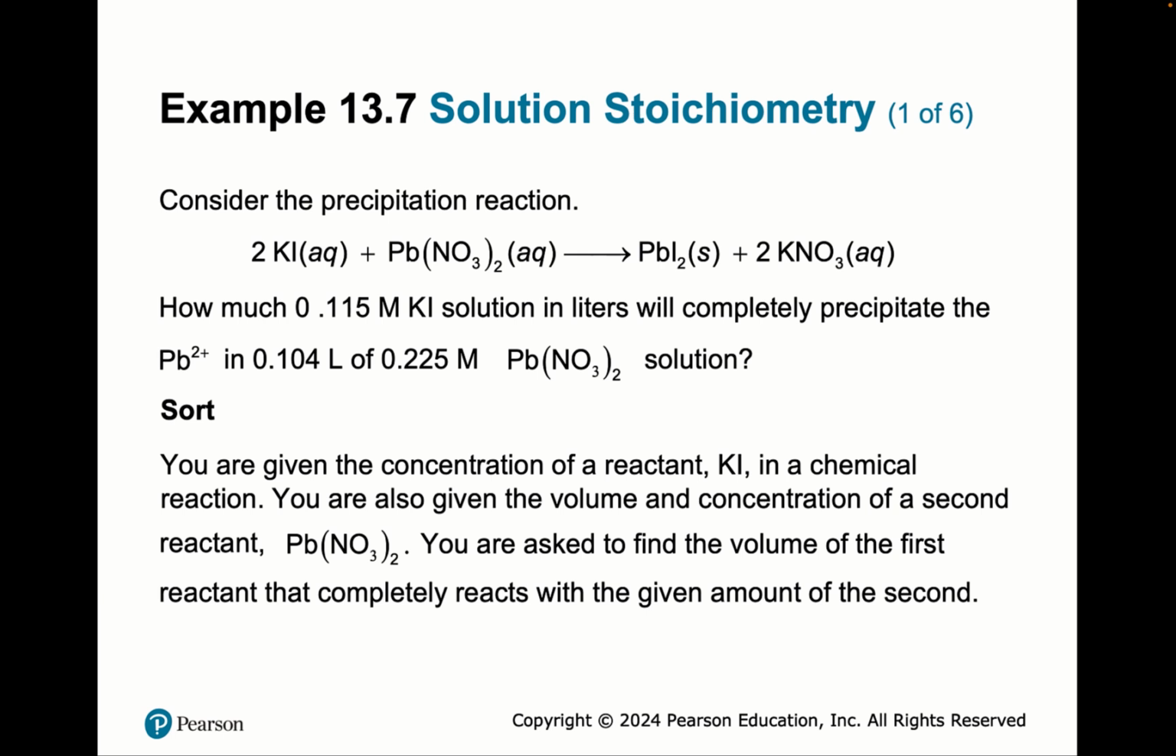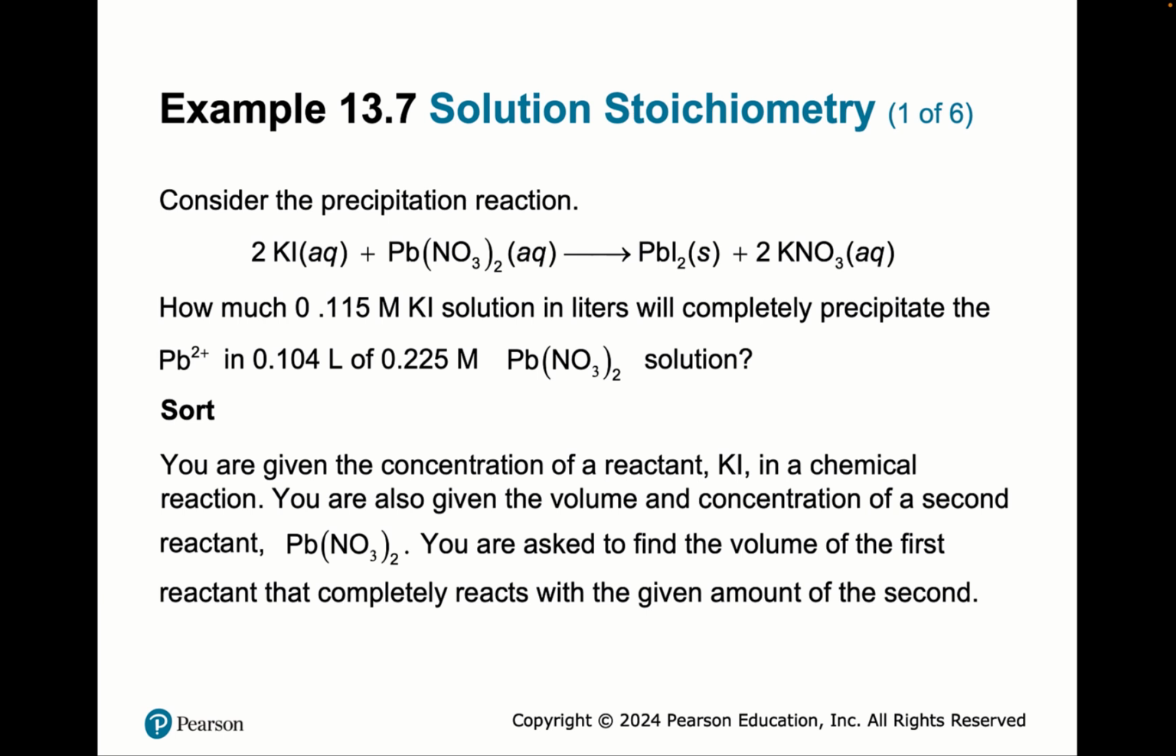But let's move on and talk about stoichiometry, now including these mole calculations in stoichiometry. Consider this precipitation reaction: 2 potassium iodide plus lead nitrate makes lead iodide, PbI2, and 2 potassium nitrate. How much 0.115 molar potassium iodide solution, in liters, will completely precipitate the lead 2 ion in 0.104 liters of 0.225 molar lead nitrate solution?